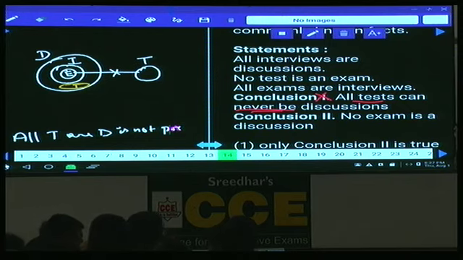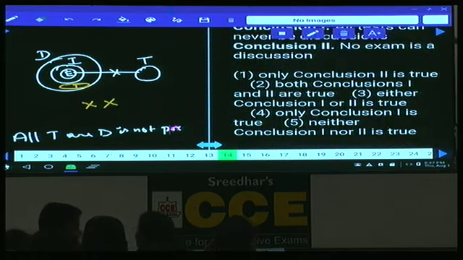Then second, no exam is a discussion, that is again false. Hence neither 1 nor 2. Neither 1 nor 2, choice 5. And this is about 14. Next 15.